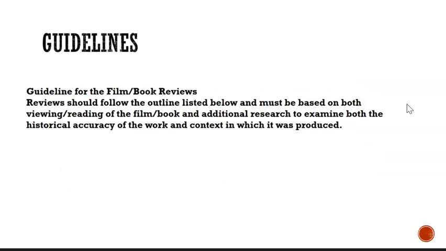All right. So the guidelines for these reviews, they should follow the outline. We'll go over that in a moment. It should be based on your viewing and or reading of the film and the book, and then also some additional research that you do. It's not really a movie review, like, oh, I watched this movie, I really liked it, Tom Hanks is a genius, whatever. I want you to be particularly looking at the historical part of the film. Was it accurate? Did it have characters in it that were real? And what was the context? This is also very important.